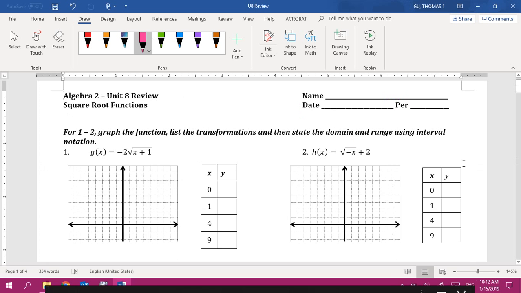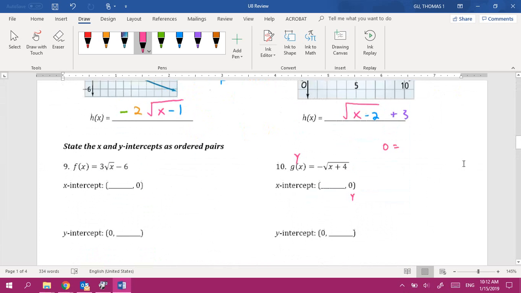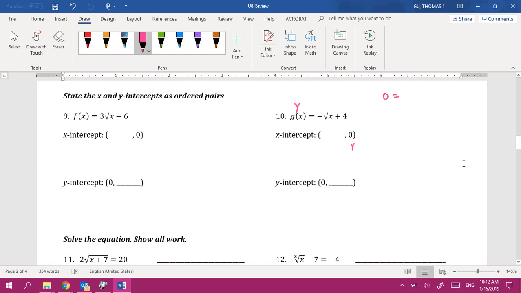Negative square root of x plus 4. And we just have to solve for x to find out what goes in that blank. So how am I going to solve for x here? What should I do first?